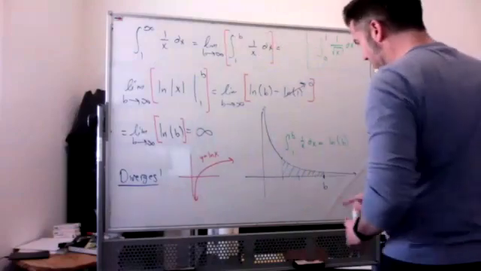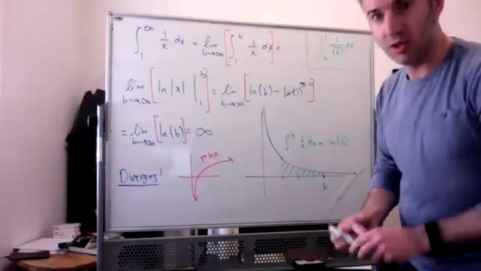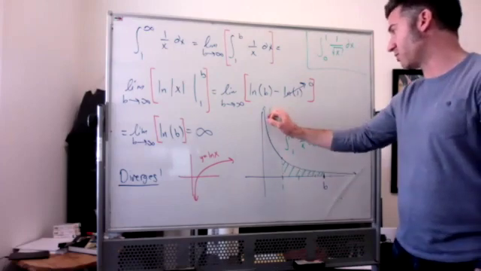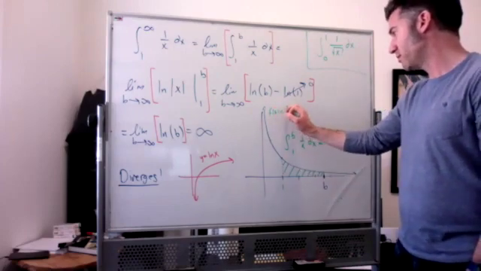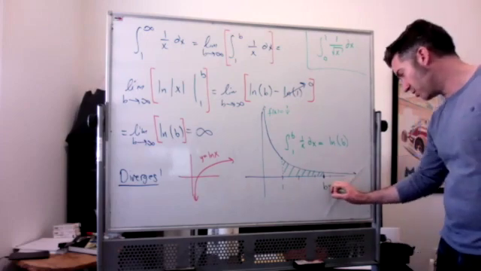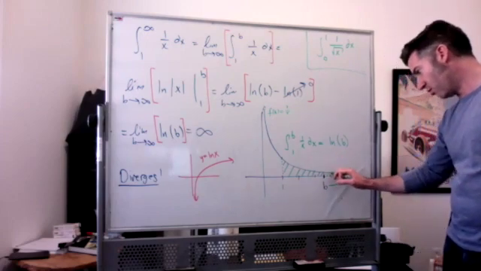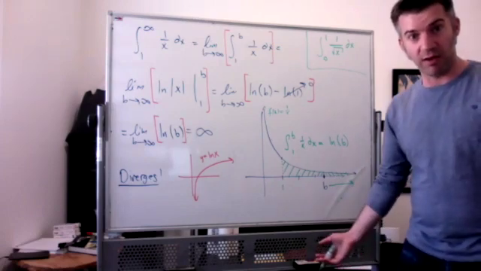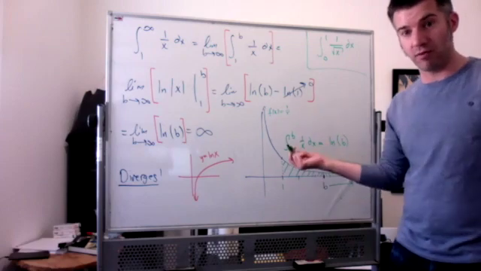I also wrote this over here. Here, shaded in green, is the area under f of x equals 1 over x from 1 to b, and it's just the natural log of b. As b goes out this way, we get more and more area, and it happens to be an infinite amount of area. So this integral diverges.